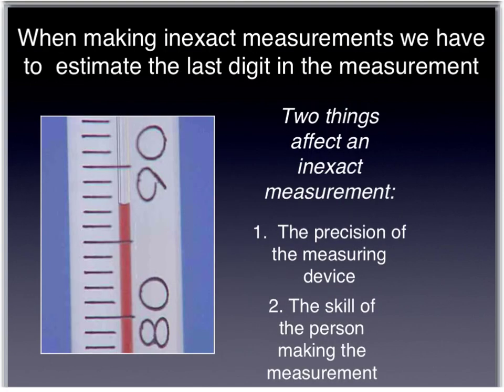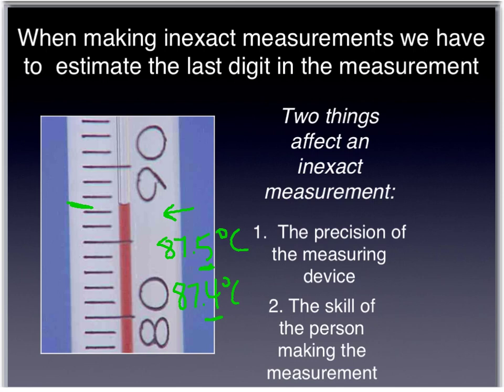When we make an inexact measurement, there's some estimating involved. For example, if you're looking at this thermometer right here, it appears that it's between 87 and 88. So we would call that 87.5 degrees. I think this is Celsius, but I'm not really positive about that. You could convince me it's 87.4. So that's what I mean by we have to estimate it.